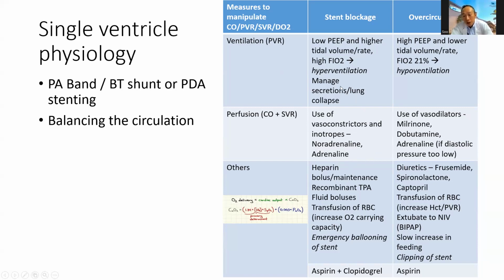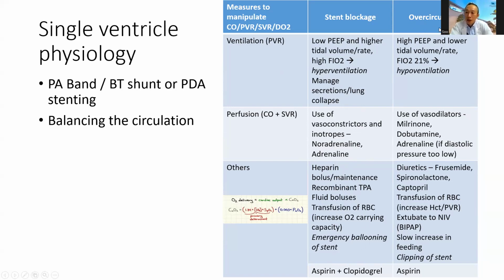adrenaline, because as you can imagine, the BT shunt and the PDA stent is a connection between the aorta and the pulmonary artery. So if you use a lot of systemic vasoconstrictors, you will tend to push blood through the shunt or the stent into the lungs. Maintaining a good amount of heparin, fluid boluses, and such.